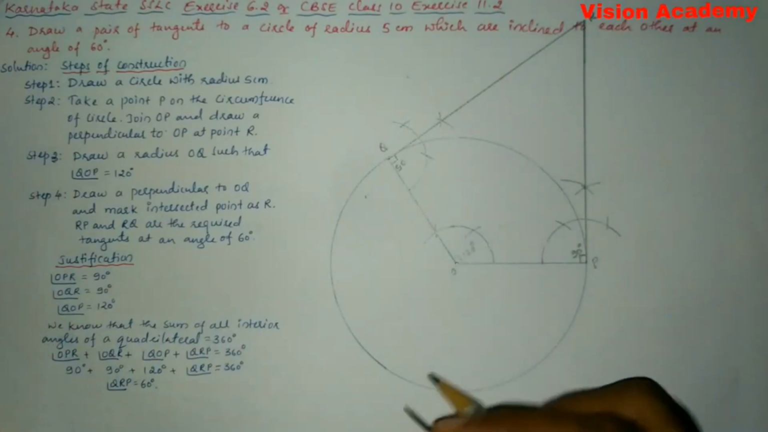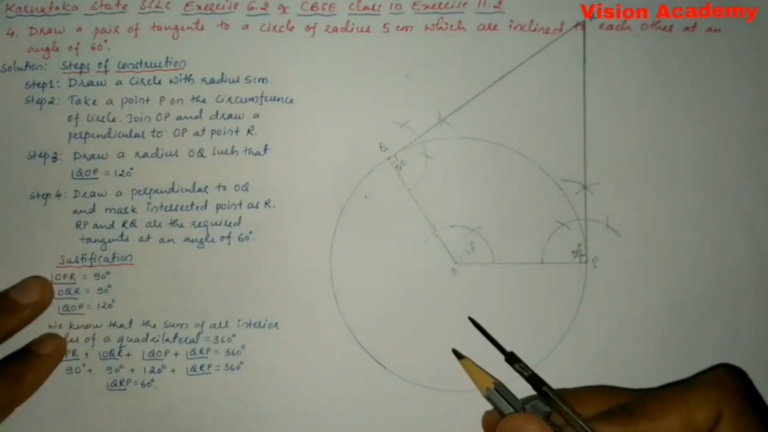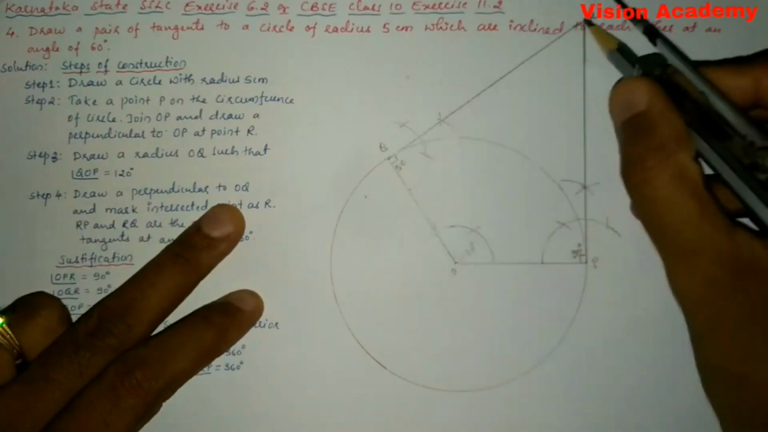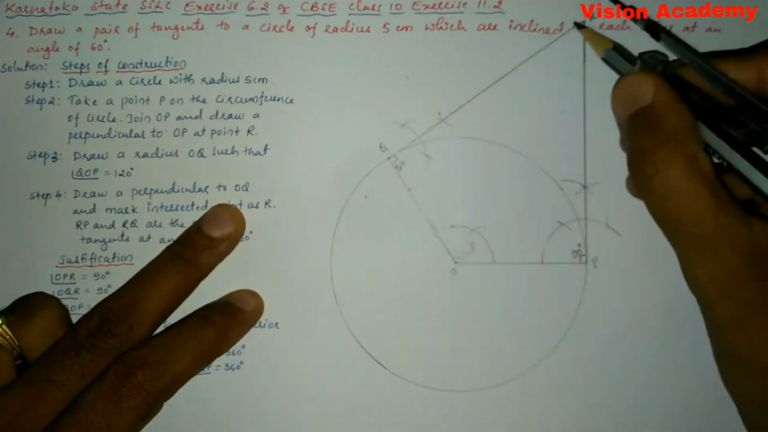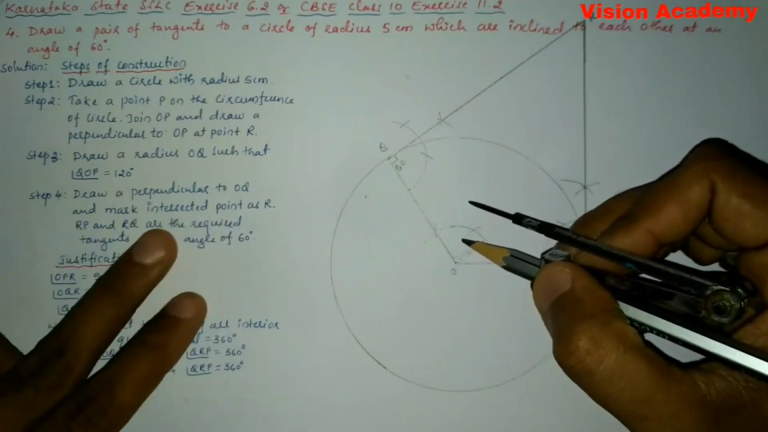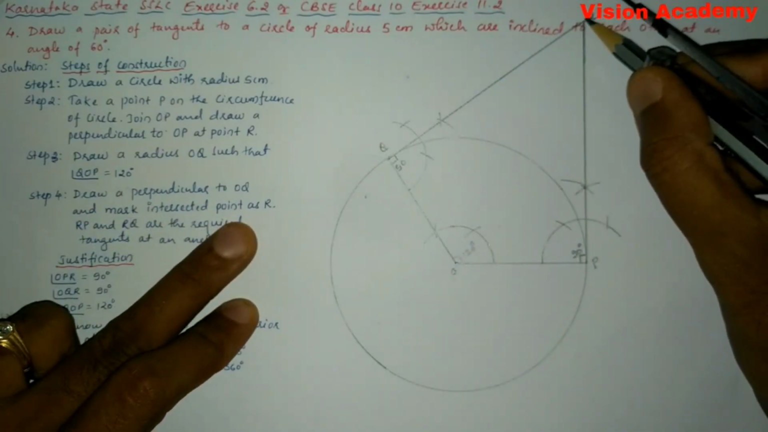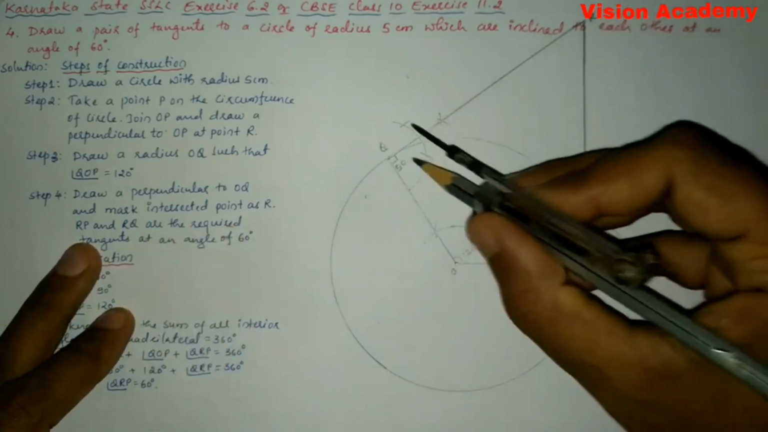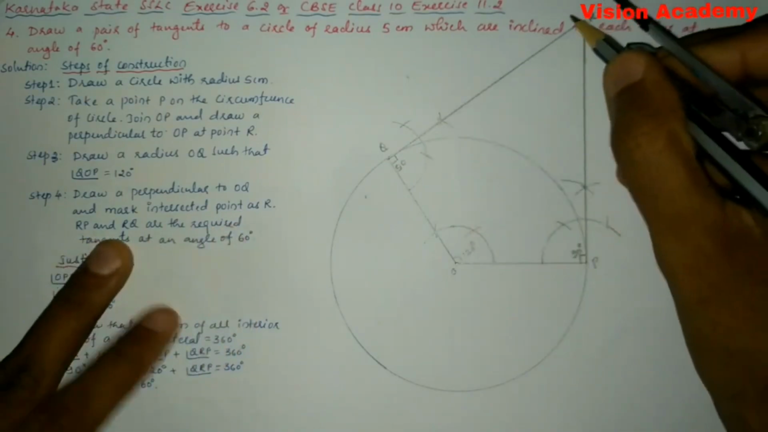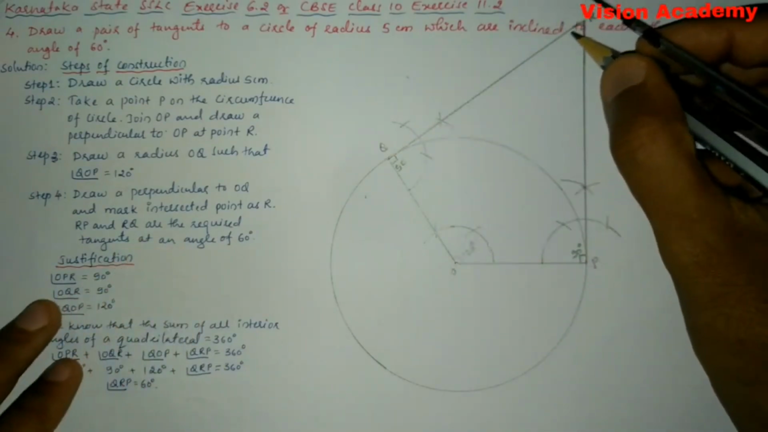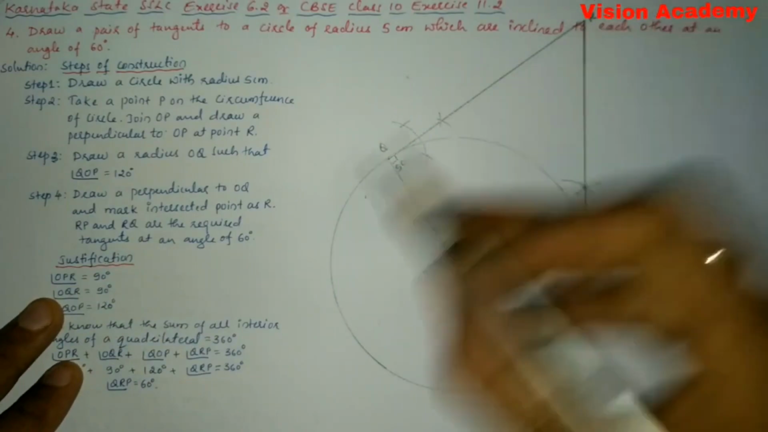Now let us go for step number 4. Draw a perpendicular to OQ. We have already drawn. QR is a perpendicular drawn to OQ, and mark the intersected point as R. So this intersected point is R. So here RP and RQ are the required tangents at an angle of 60 degree. So let us go for justification.